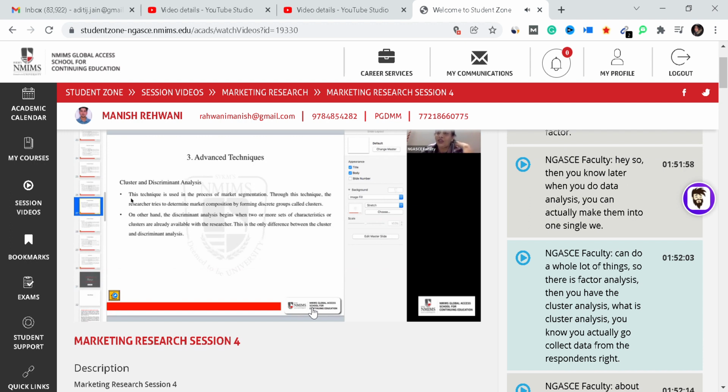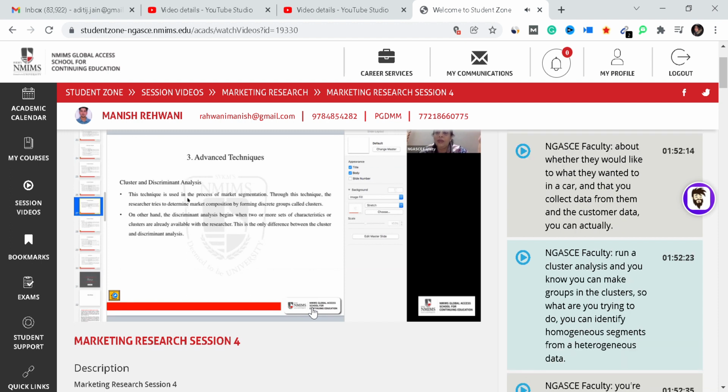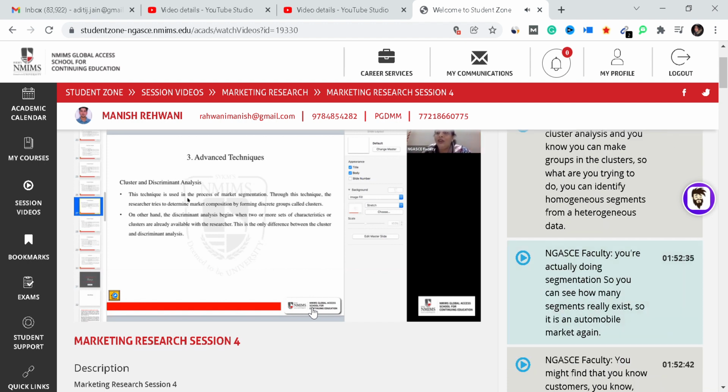Then you have the cluster analysis. What is cluster analysis? You actually go and collect data from respondents, right? About what they want in a car and all that. You collect data from them. And the customer data, you can actually run a cluster analysis on, and you can make groups in the clusters. So what are you trying to do? You can identify homogeneous segments from heterogeneous data. You are actually doing segmentation. So you can see how many segments really exist.